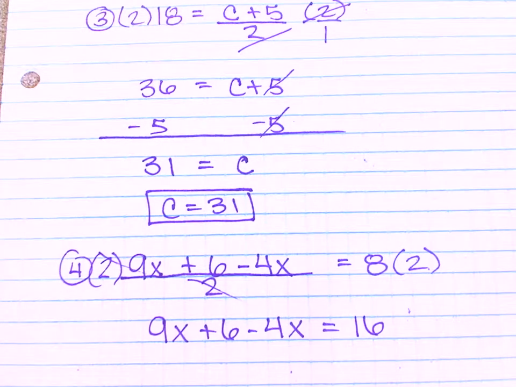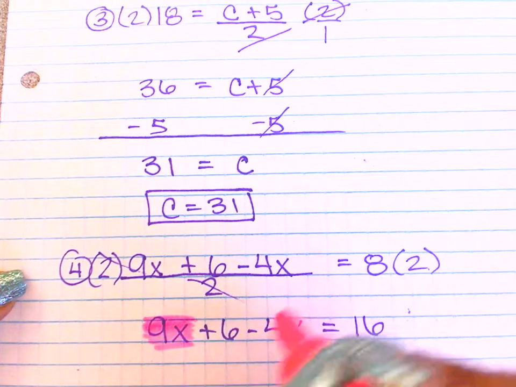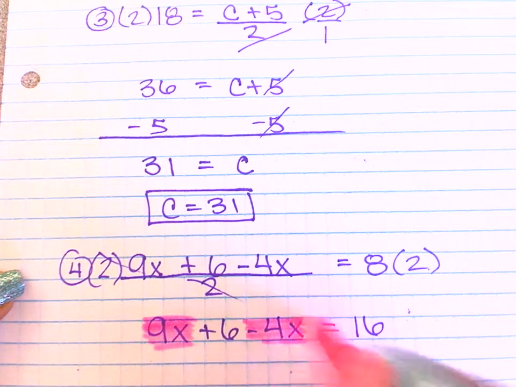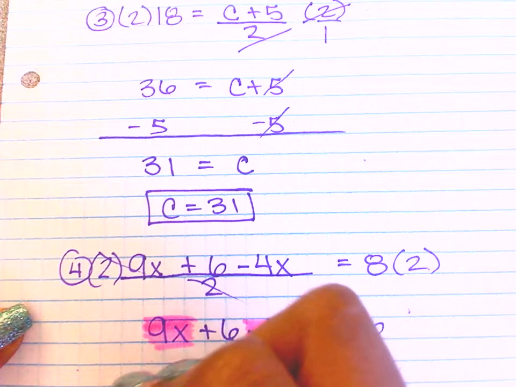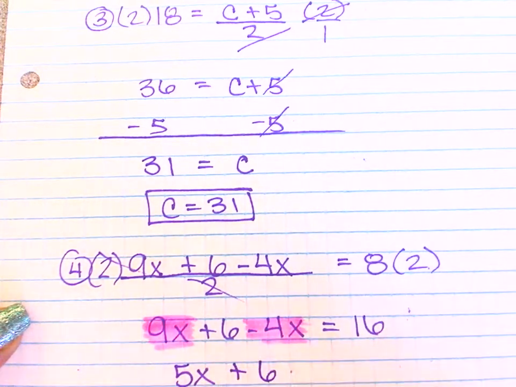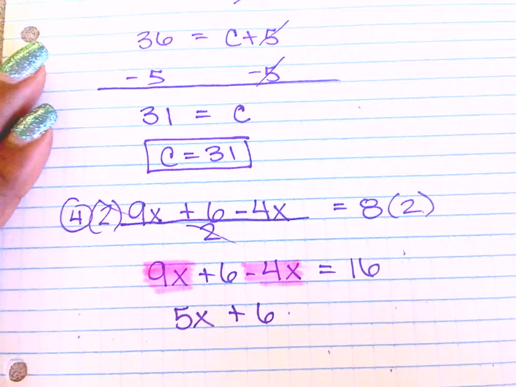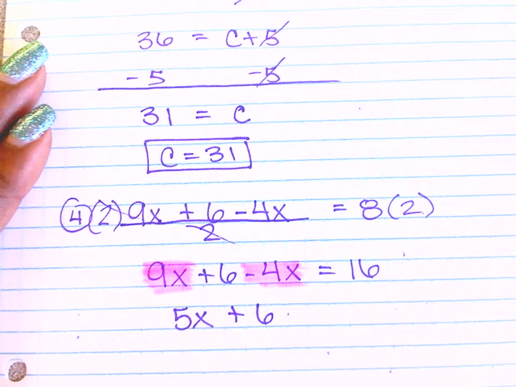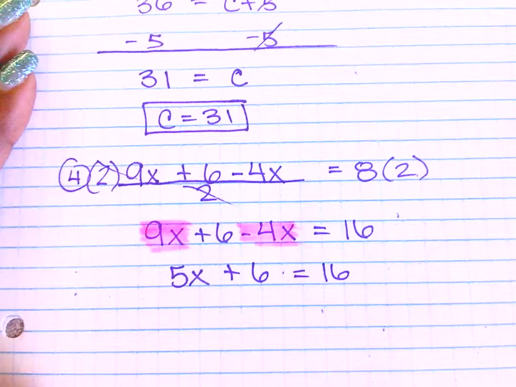Oh, now I have to say, stop, stop, stop. I see like terms. I see 9x and a negative 4x. So 9x minus 4x. 9 minus 4 is 5, and put the variable down there. So I have 5x. Then I'm left with my positive 6. So if it helps you when you do your homework to highlight the combined terms so you can see it, do that. Be spatial. So I have 5x plus 6 equals 16.